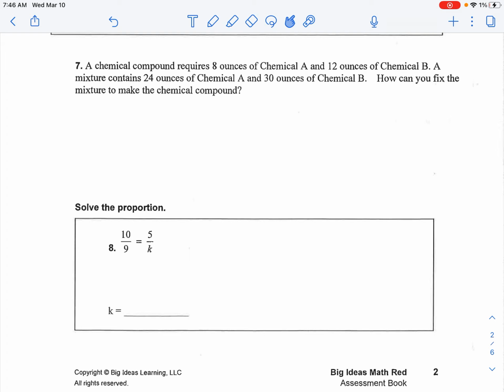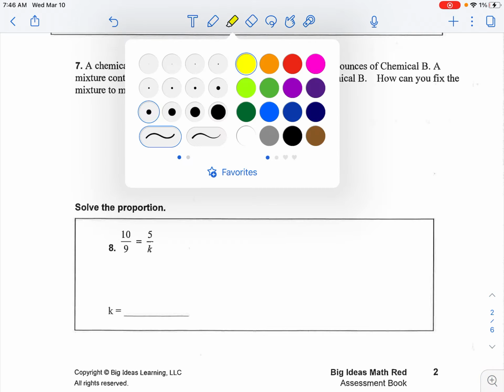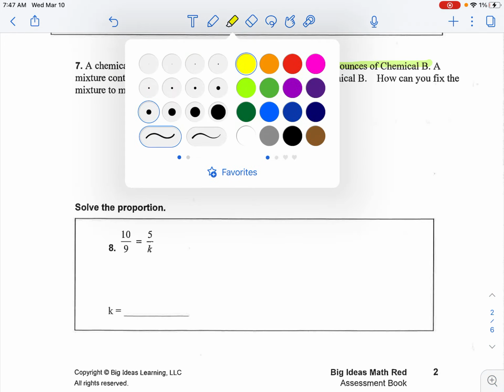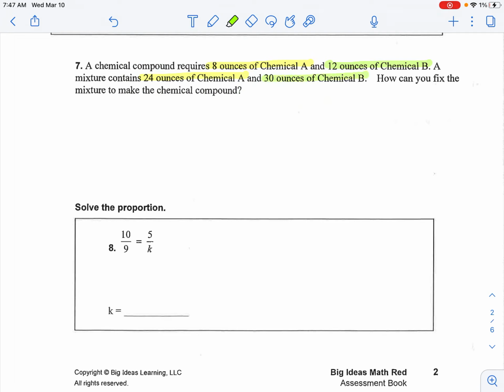A chemical compound requires 8 ounces of chemical A and 12 ounces of chemical B. A mixture contains 24 ounces of chemical A and 30 ounces of chemical B. How can you fix the mixture to make the chemical compound? Okay, so I'm going to do some highlighting here. A chemical compound requires 8 ounces of chemical A and 12 ounces of chemical B. A mixture contains 24 ounces of chemical A and 30 ounces of chemical B.